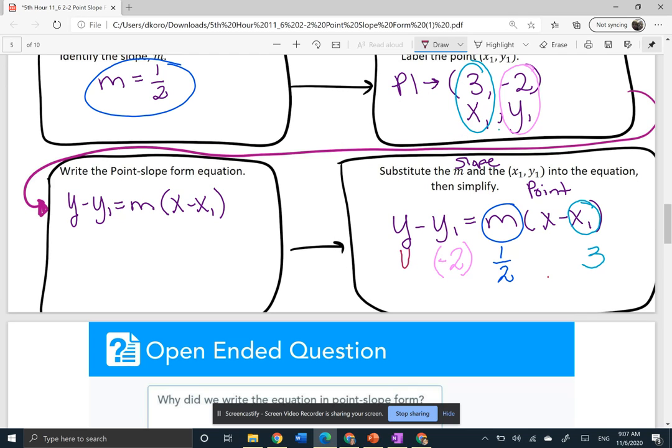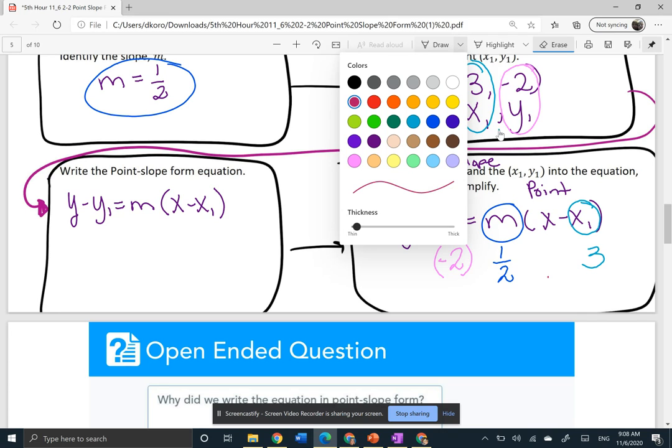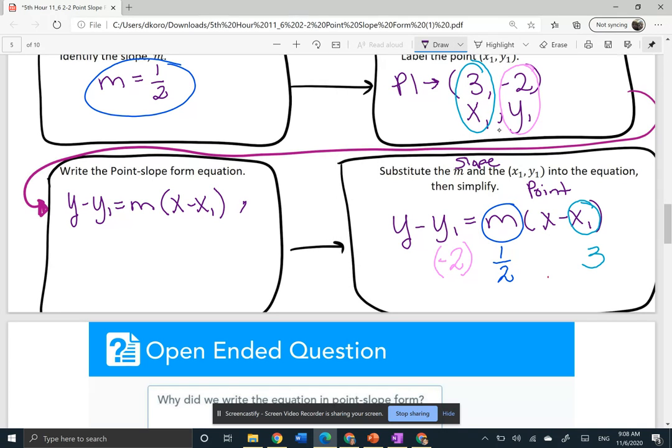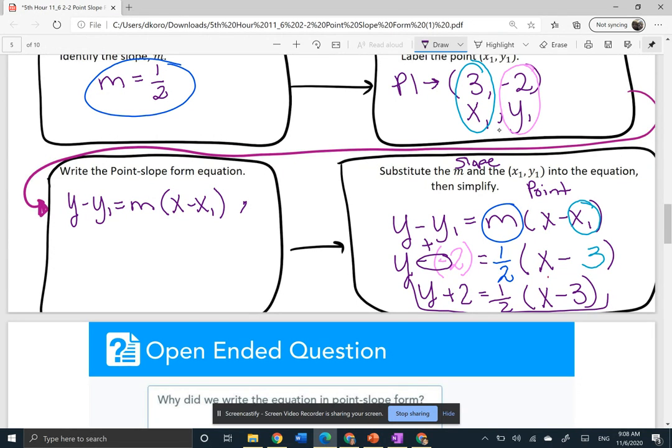Okay, so we're going to bring that down. So y minus, that just comes down, and then x minus. Everything else that I didn't substitute just comes down. Now we'll simplify. Negative times a negative is a positive, so it's going to be plus. So we're going to get y plus 2 is equal to 1/2 times the quantity x minus 3. So that is our point slope form.